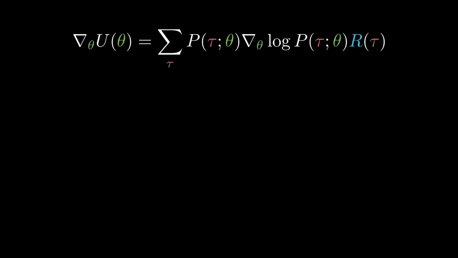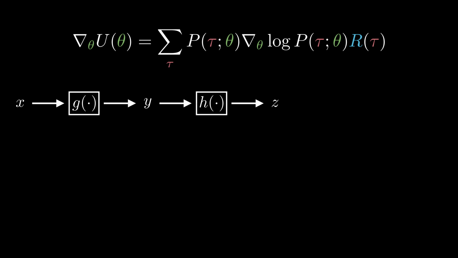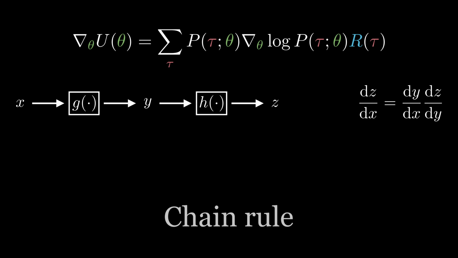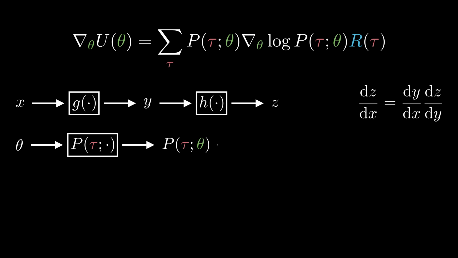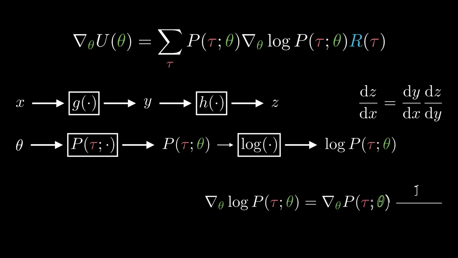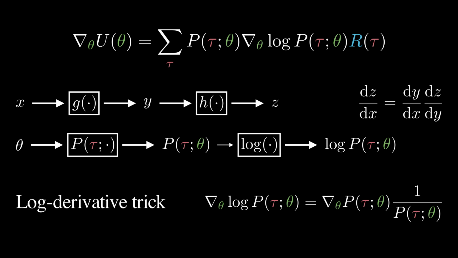Why is that? Think of it this way: when differentiating a composite function, you multiply two derivatives. The derivative of z with respect to x is the multiplication of the two derivatives. This is known as the chain rule. Now let's look at the expression of the log probability. The gradient of the log probability is the multiplication of the two gradients. This is what we call the log derivative trick.